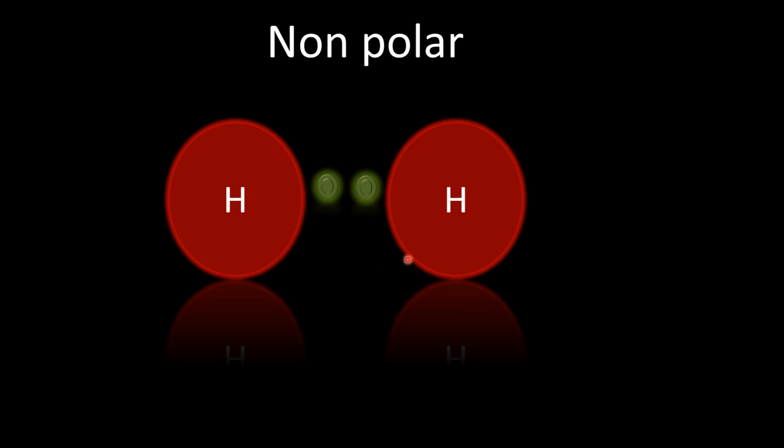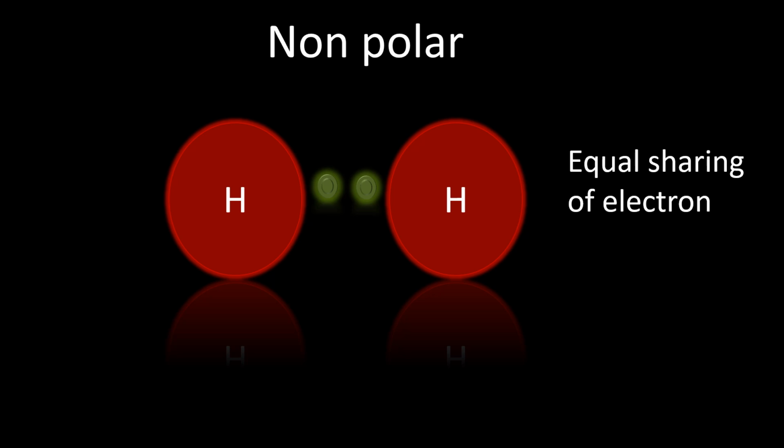So the electron cloud is shared equally among both hydrogen atoms. We say that there is equal sharing of electrons in the hydrogen molecule. So there is no separation of charges. There is no separation of the positive and negative charges, both atoms having the same value of electronegativity. Such molecules are called non-polar molecules.